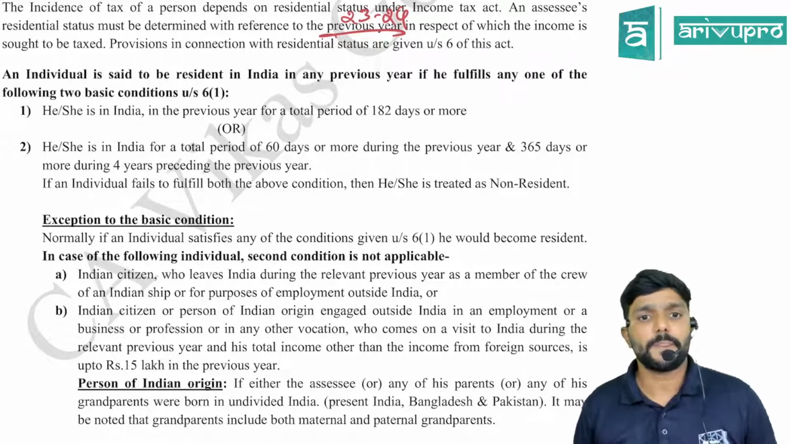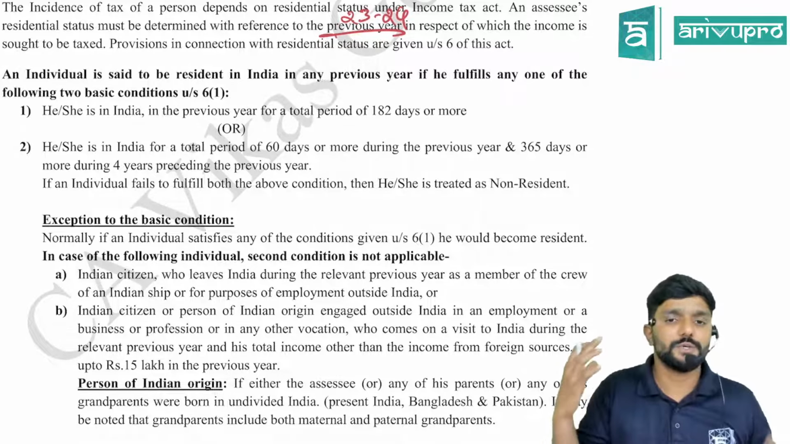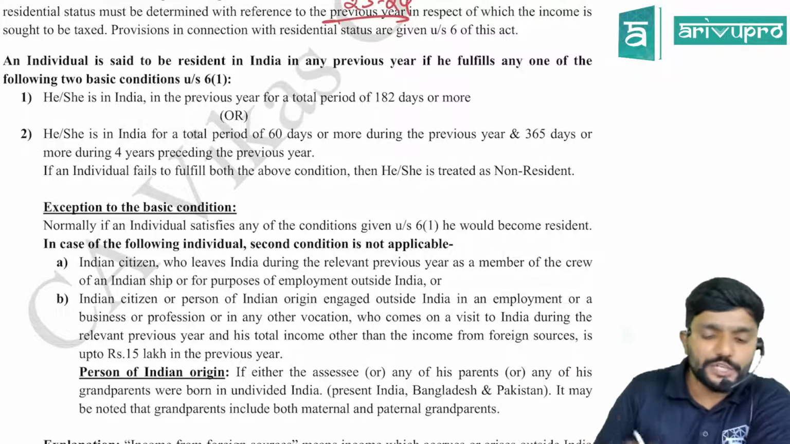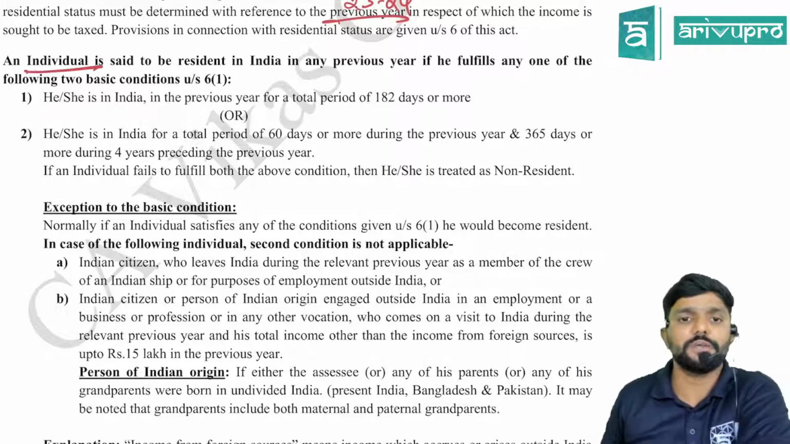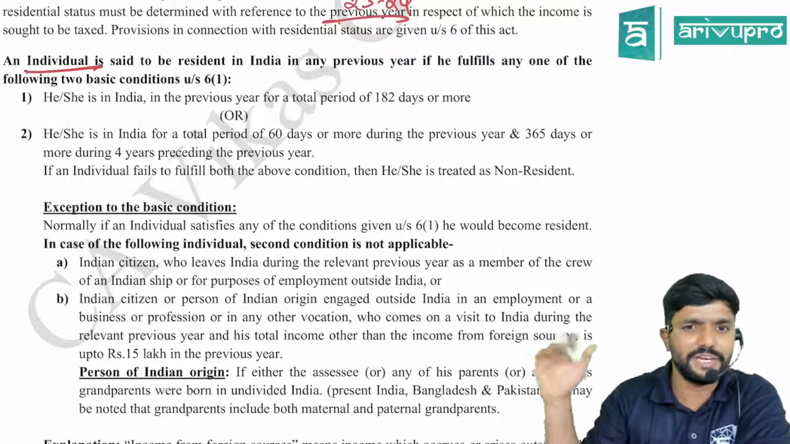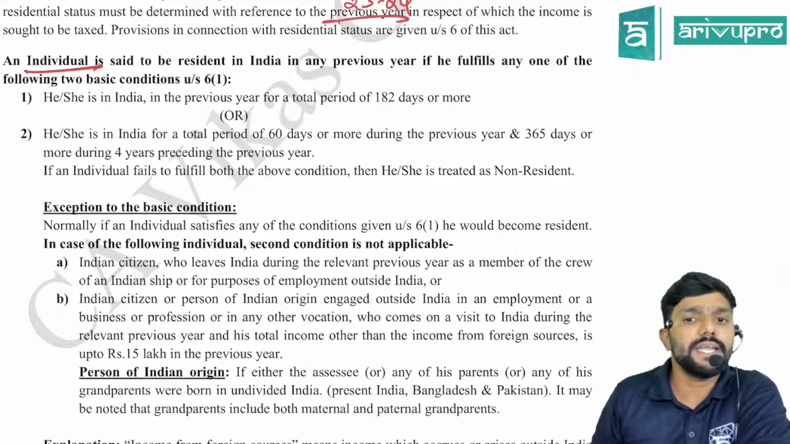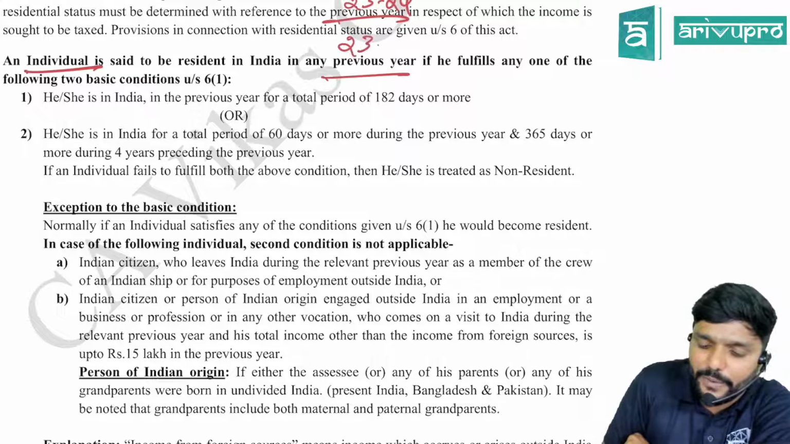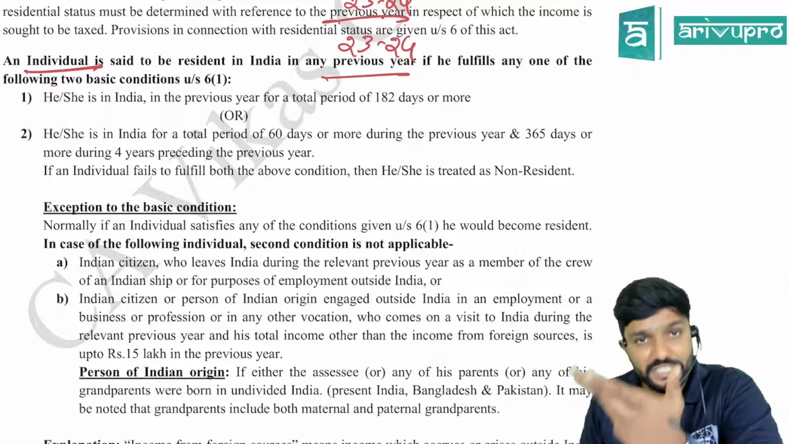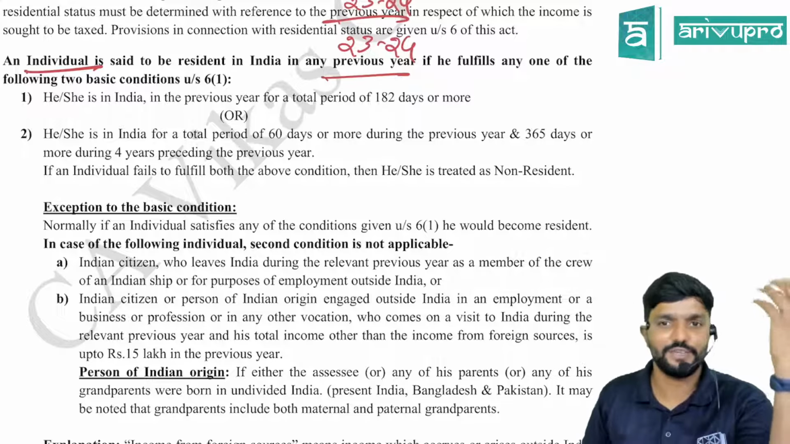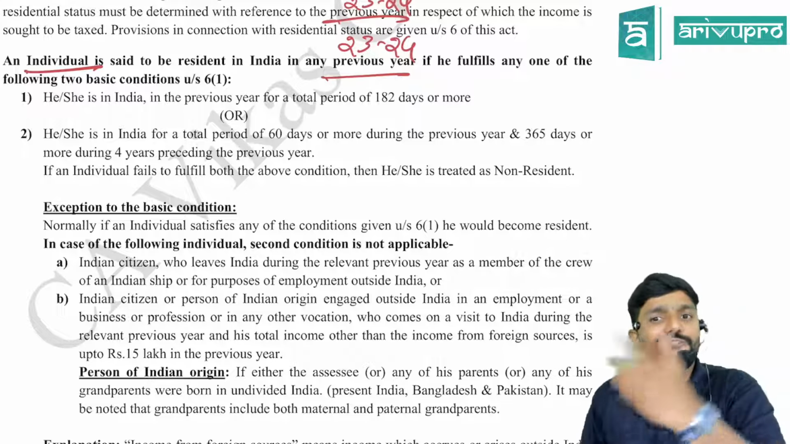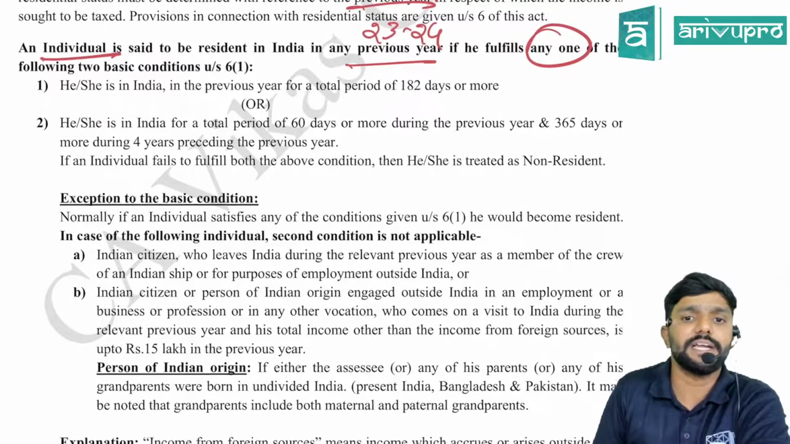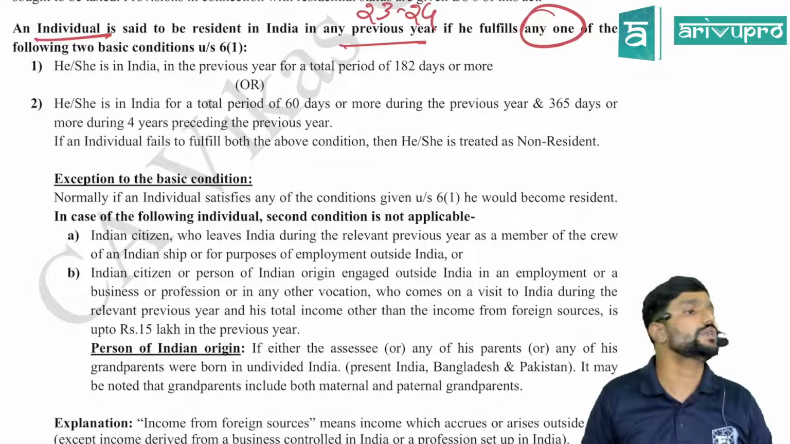Fine. So please go by the words, guys. Don't get confused. Again, I will explain once I am going through the provision. An individual. So we are talking about whom now? Individual. Either she or he, male or female, whoever it is, is said to be resident in India in any previous year. So for you, which is that previous year? 23, 24. If he or she, okay, if girls are there, sir, please take she also, fulfills any one of the following two basic conditions given under section 6 subsection 1.